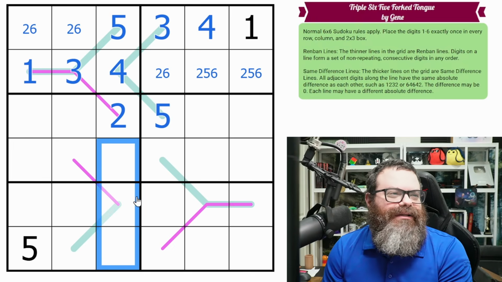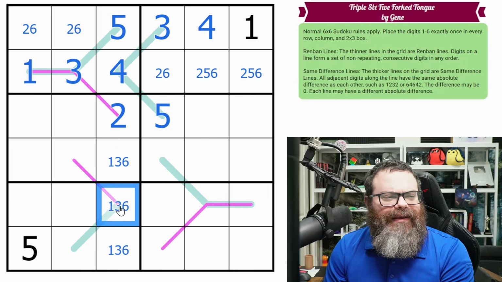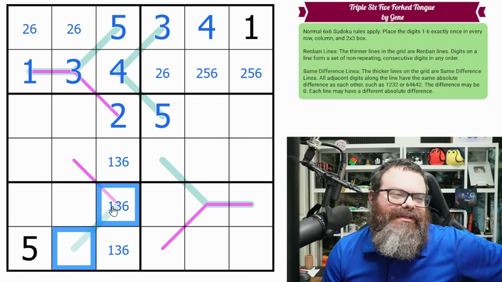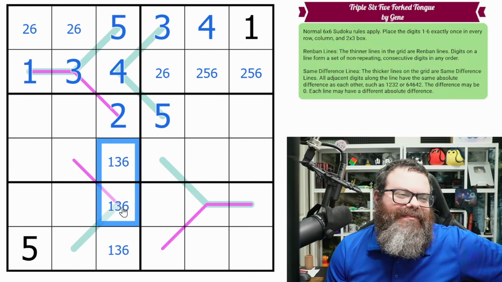Let's get this triple in. This is a 1, 3, 6. How about this guy? You know, I just realized this line here is useless. It only has 1 pair on it. So it must just be there to look nice, to be symmetric.